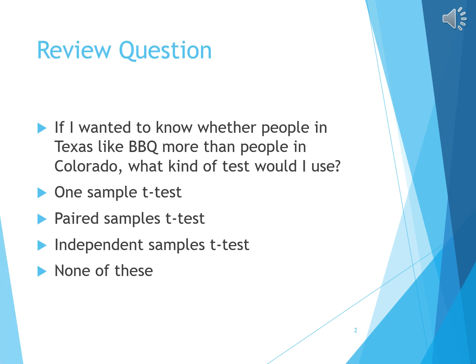All right, before we dive in, a quick review question. If I want to know whether people in Texas like barbecue more than people in Colorado, what kind of test would I use? Well, it's not going to be a one sample t-test. That's about comparing one sample's mean to a population mean. It's not a paired samples t-test because here we're talking about people in Colorado versus people in Texas. So those are two different groups of people. So it's going to be an independent samples t-test where the independent variable is where you live, which has two levels, Texas and Colorado, and the dependent variable is how much you like barbecue.